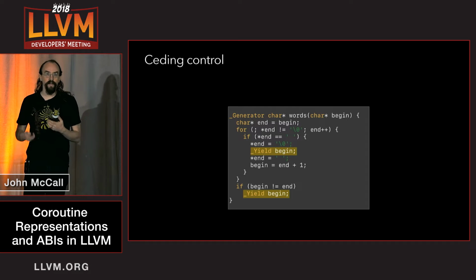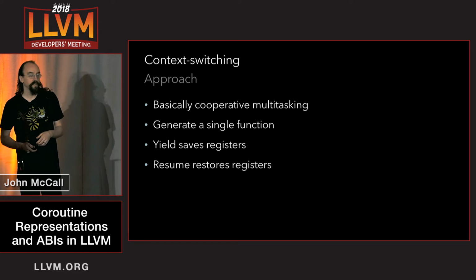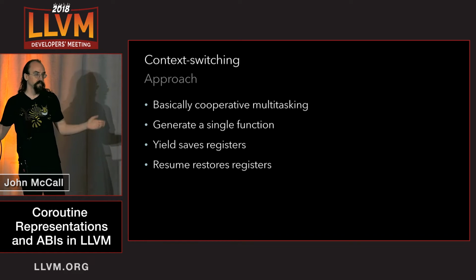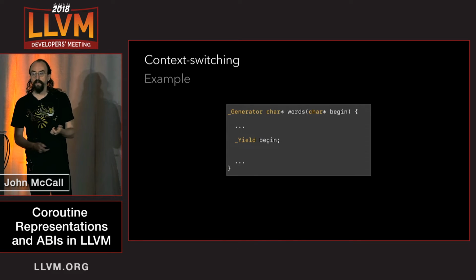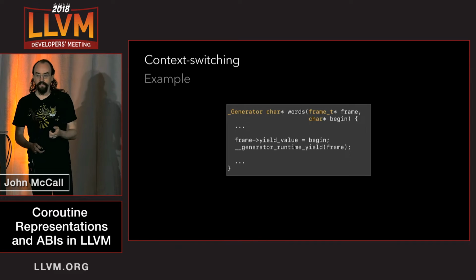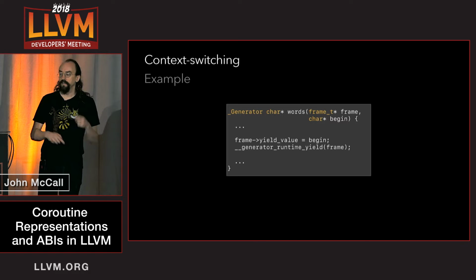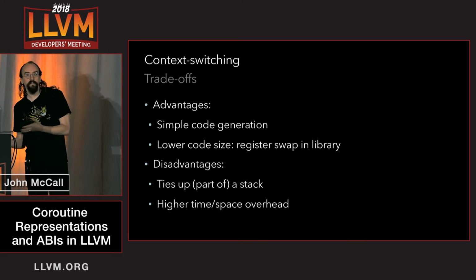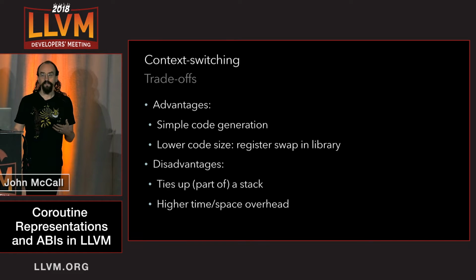There's a couple different basic implementation strategies here. The first one is context switching. The idea is essentially like cooperative multitasking. You generate the coroutine like an ordinary function, except that at the yield points, you basically emit context switching code. You store the yield value in some place where it's going to be found by the caller, and then you call some runtime function. The advantage of this is that it's extremely simple for your compiler. It's almost entirely a runtime play.